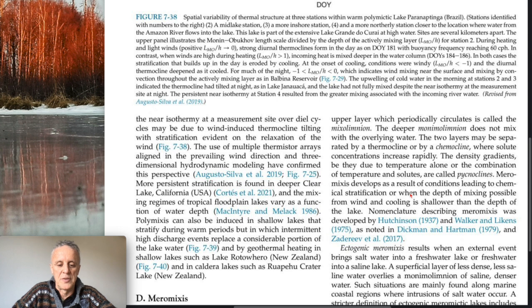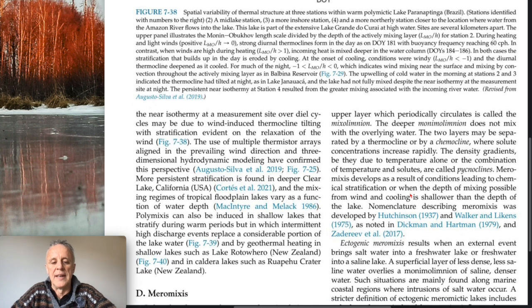More persistent stratification is found in deeper Clear Lake, California, and the mixing regime of tropical floodplain lakes varies as a function of water depth. Polymixis can also be induced in shallow lakes that stratify during warm periods, but in which intermittent high discharge events replace a considerable portion of the lake water, and by geothermal heating in shallow lakes such as Lake Rotorua in New Zealand and in caldera lakes such as Ruapehu Crater Lake in New Zealand.